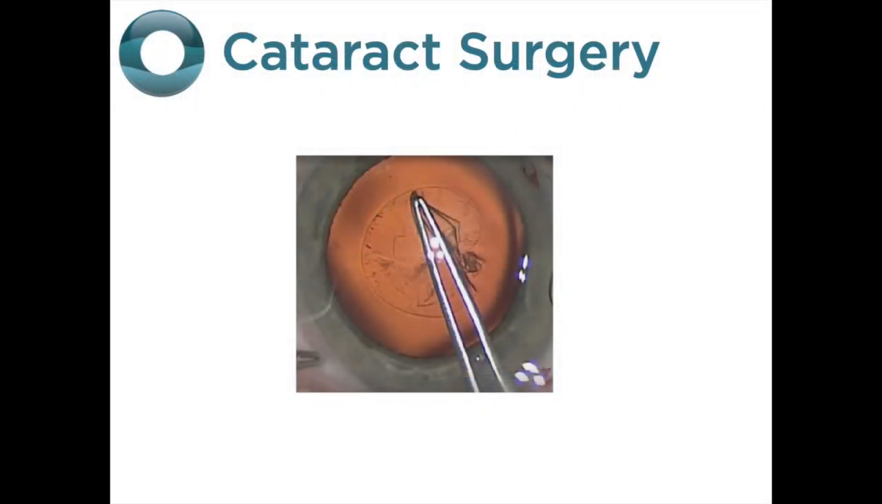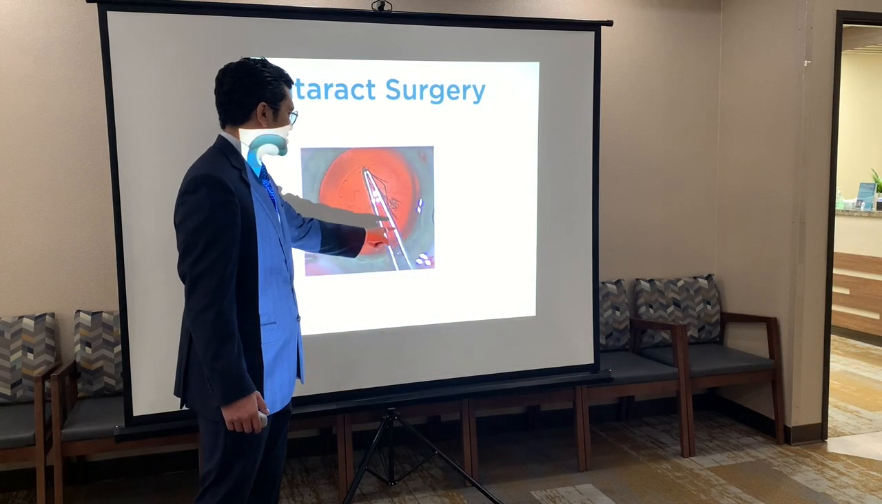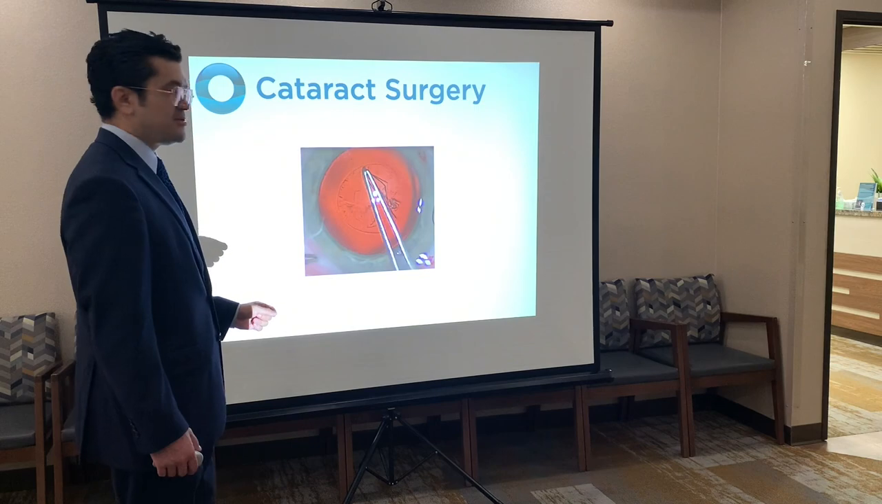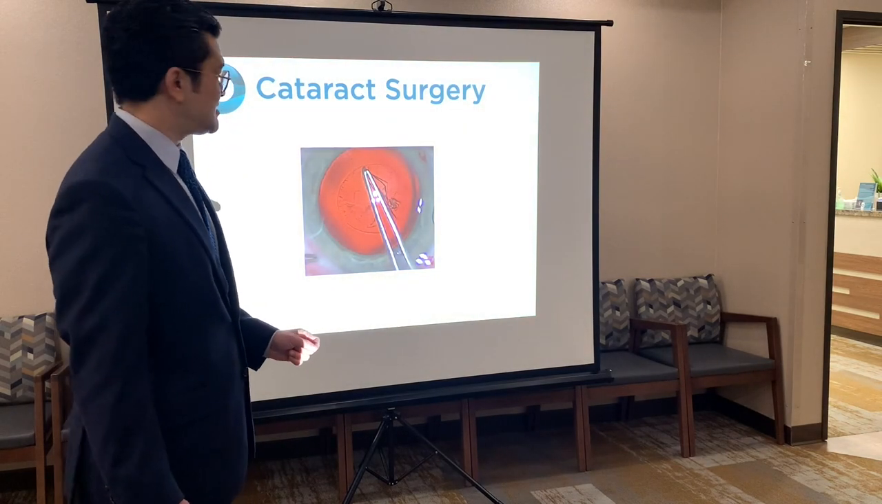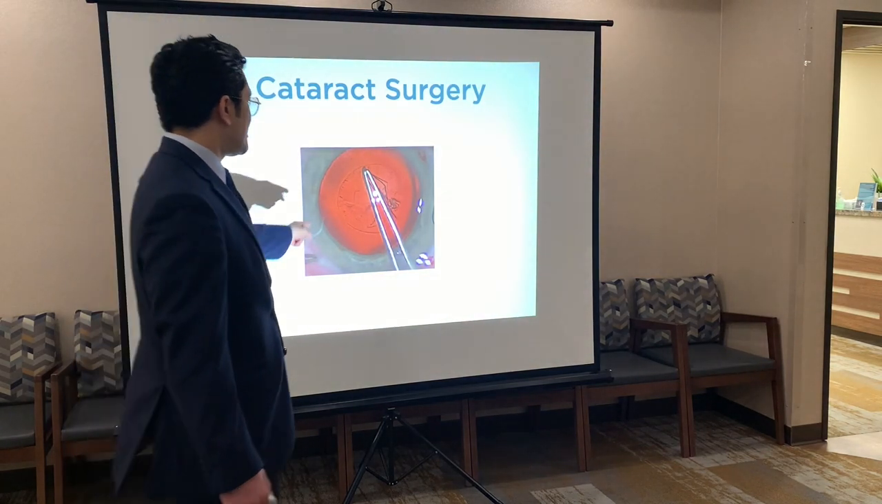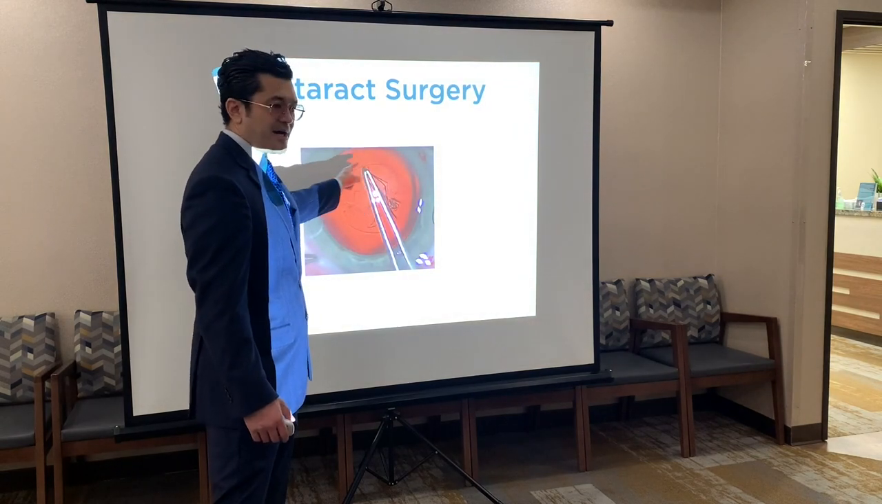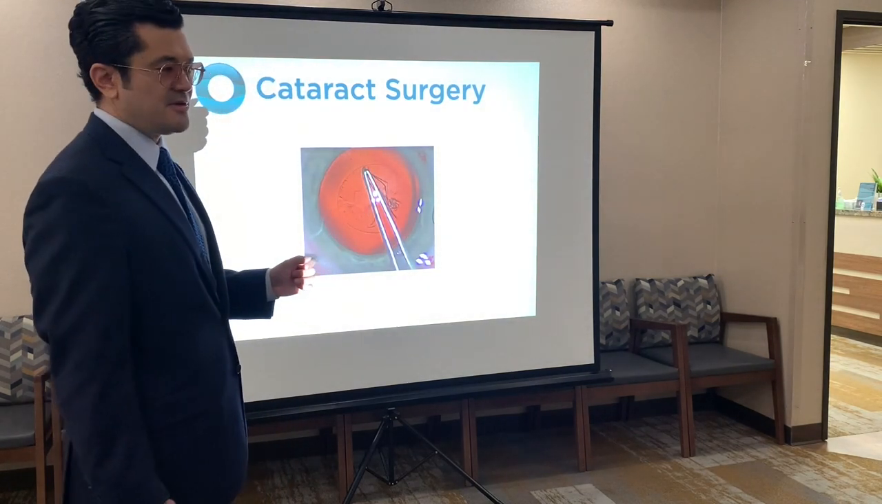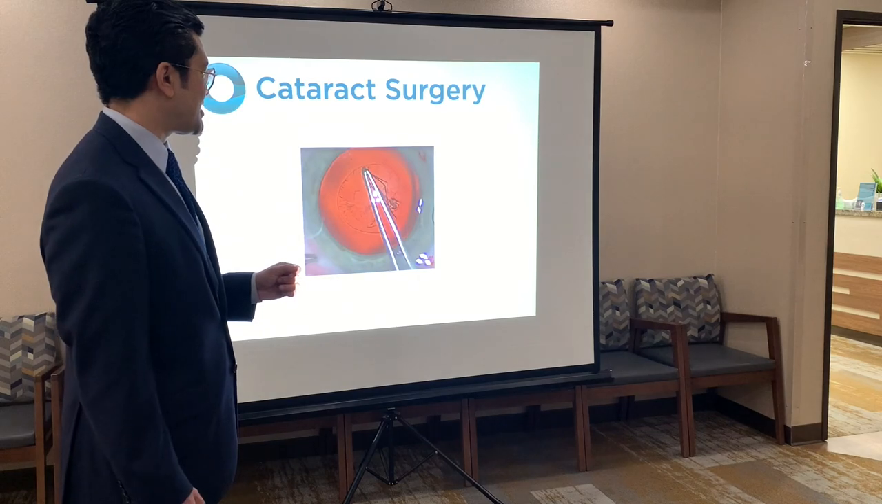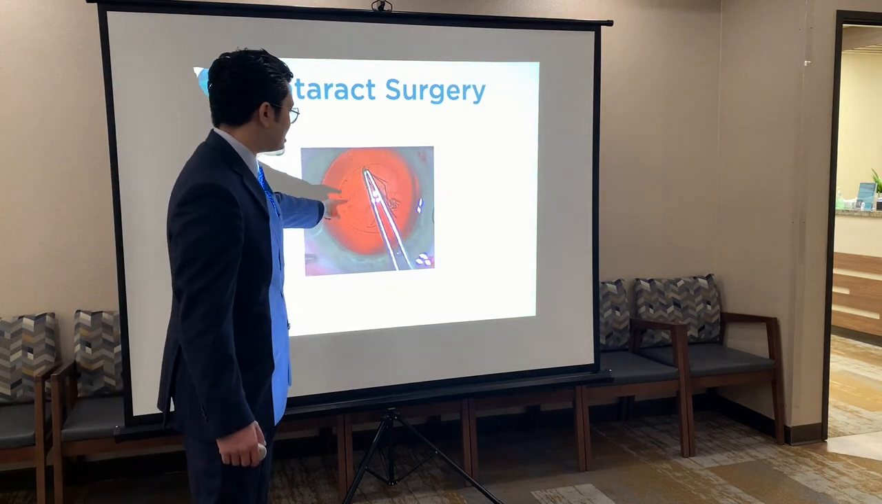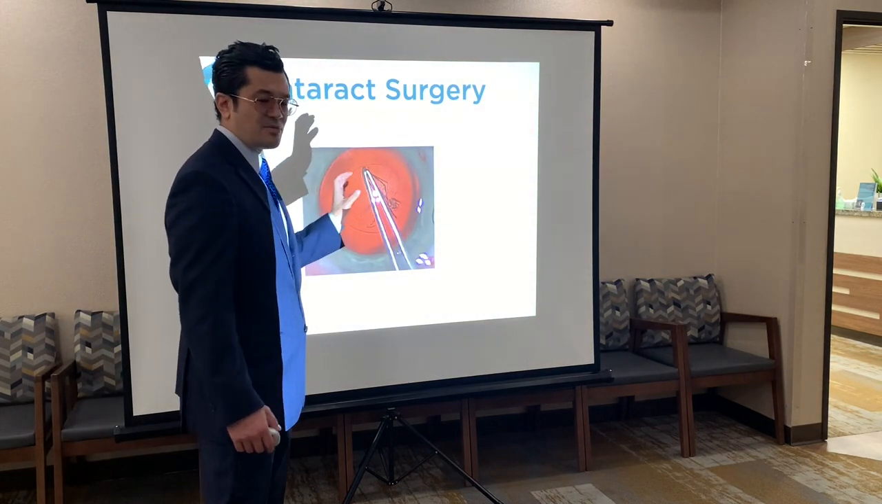Now that we've created that tunnel, we can now fit these forceps into the eye to create the capsular rexus. And notice we're gently opening up the capsule. That's the very front of the lens. We're opening that capsule, and we try to do it in a curvilinear fashion, so it creates a round opening.